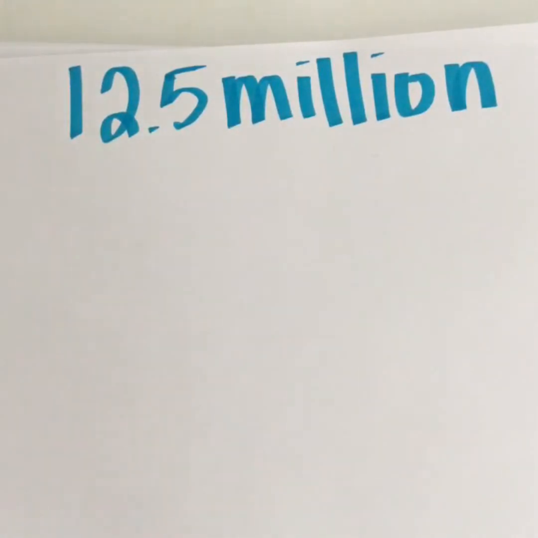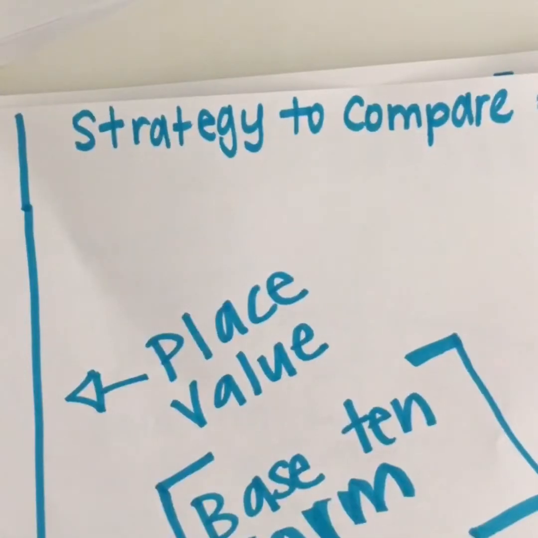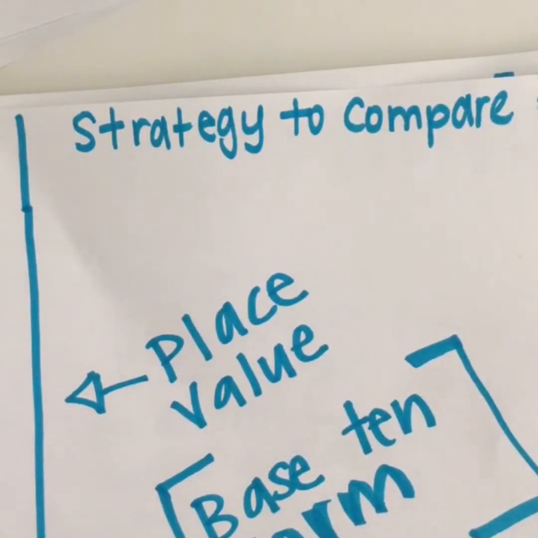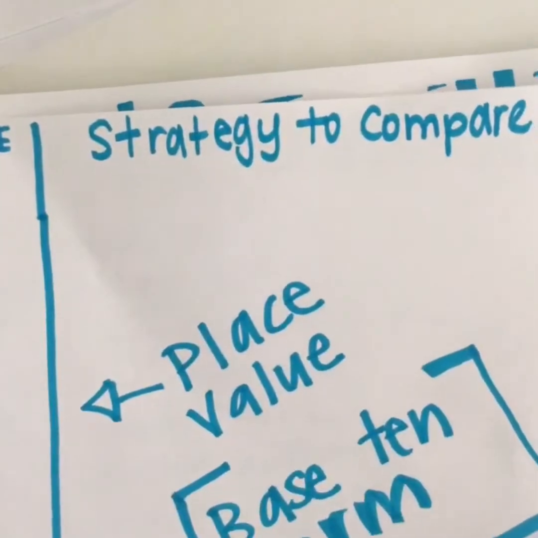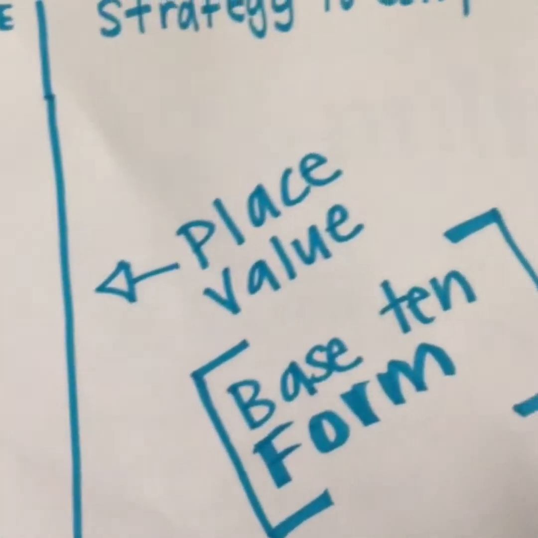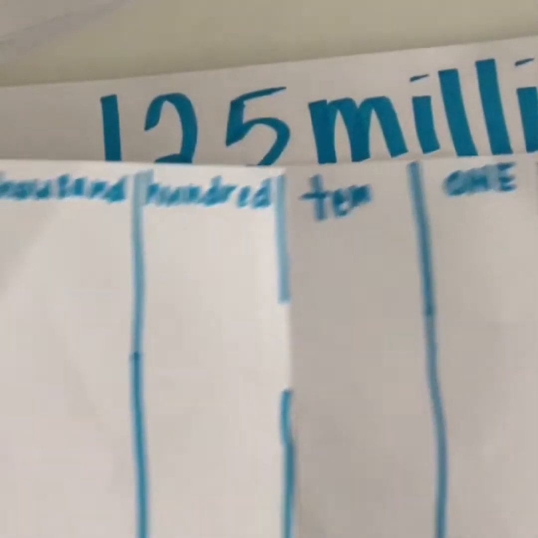So numbers are written like this because it's much faster to just write this number out to say this is 12.5 million rather than 12 with all the zeros to represent every single place value. So as a mathematician, it's my duty to kind of take this number apart and think about what it looks like. Another way that we can think about comparing numbers is by creating a place value chart or by putting the number in base 10 form. Okay, so I'm going to show you these strategies to compare.